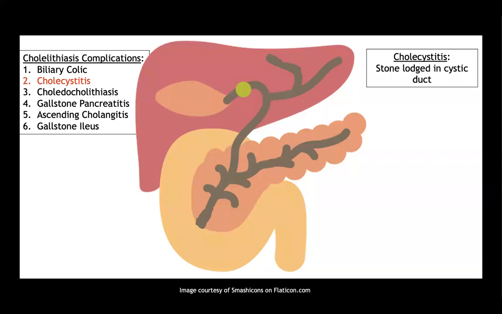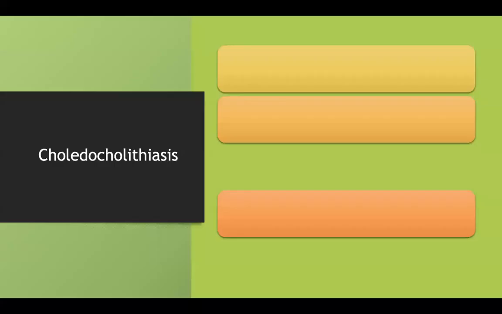So now let's go back to our gallstone-related pathologies. We just talked about acute cholecystitis. What happens when the stone makes it to the common bile duct before it gets stuck? So that's choledocholithiasis. As I just mentioned, that's a gallstone in the CBD.